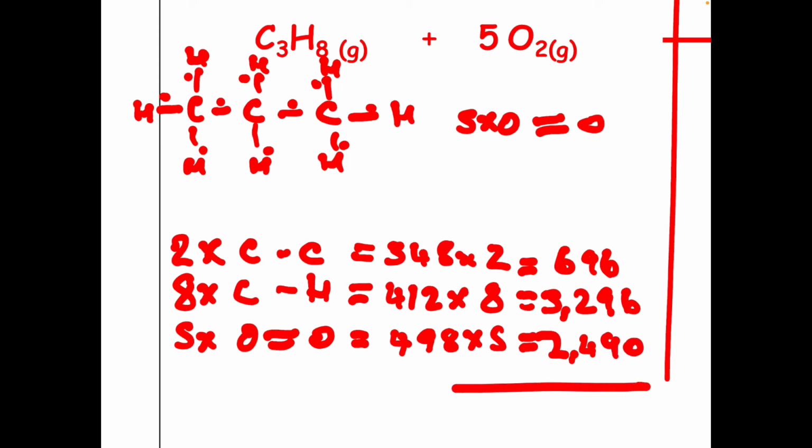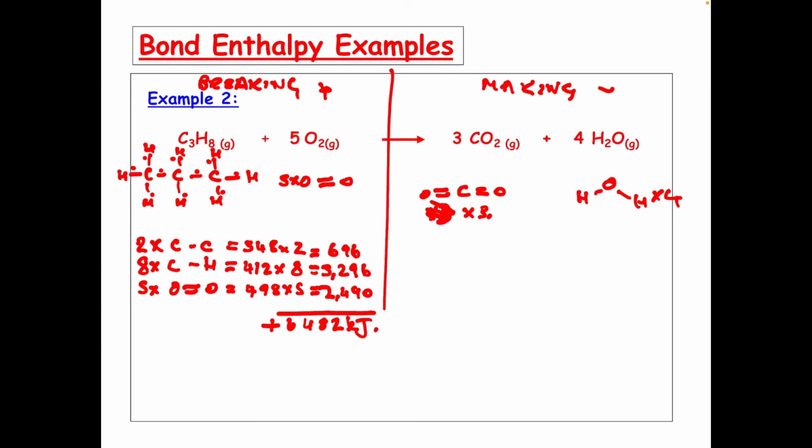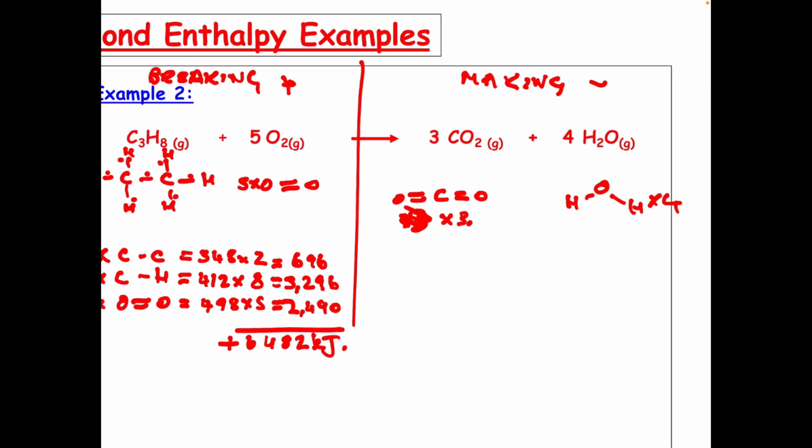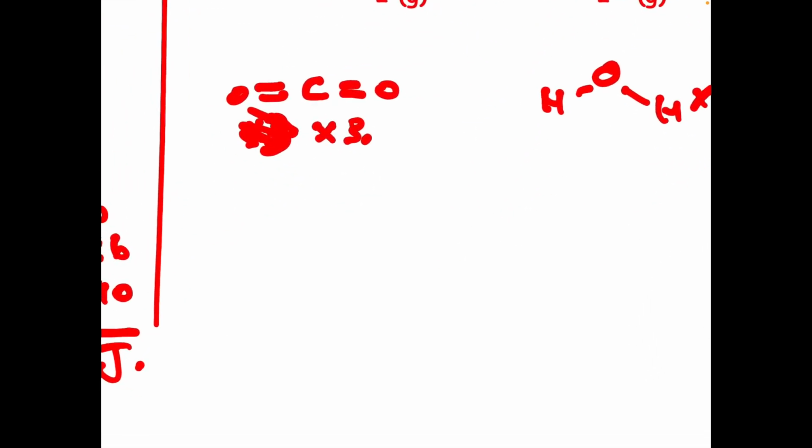So when we do that all together, it's positive, and when we add it up, it's 6,482 kilojoules. Remember, it's positive because we are breaking the bonds. We're going to come over to this side, and we're going to see this here.